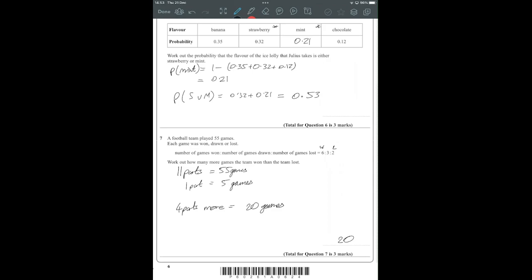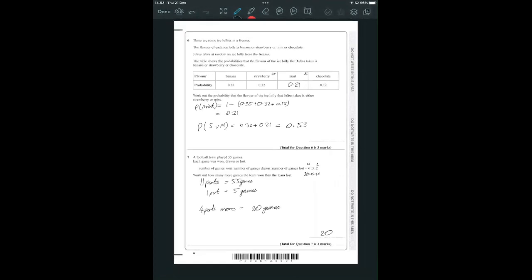So there are 20 more games that we won than lost. Of course, you could work out how many games they actually won, which would have been 30, 15 and 10, and then done the difference afterwards. Either way works.